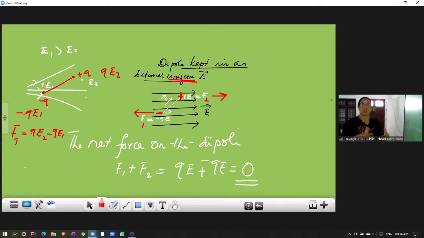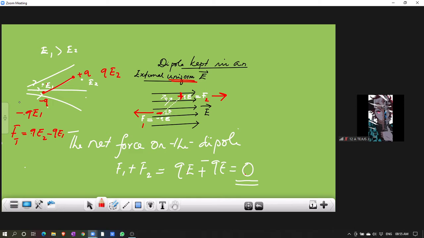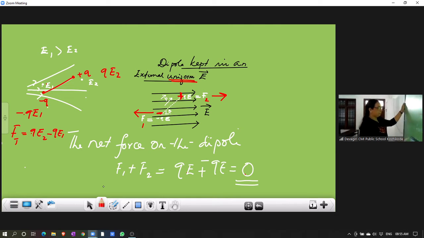Now imagine one of the girls pulls me with larger force. If the girl behind me pulls me with larger force, naturally I move towards her, or there will be translatory motion. In this case, depending upon whichever is greater, say E1 is greater, this force is greater, so naturally it moves. It moves in the direction of the electric field. So we are talking about force on a dipole, not in a non-uniform electric field, but in a uniform electric field.